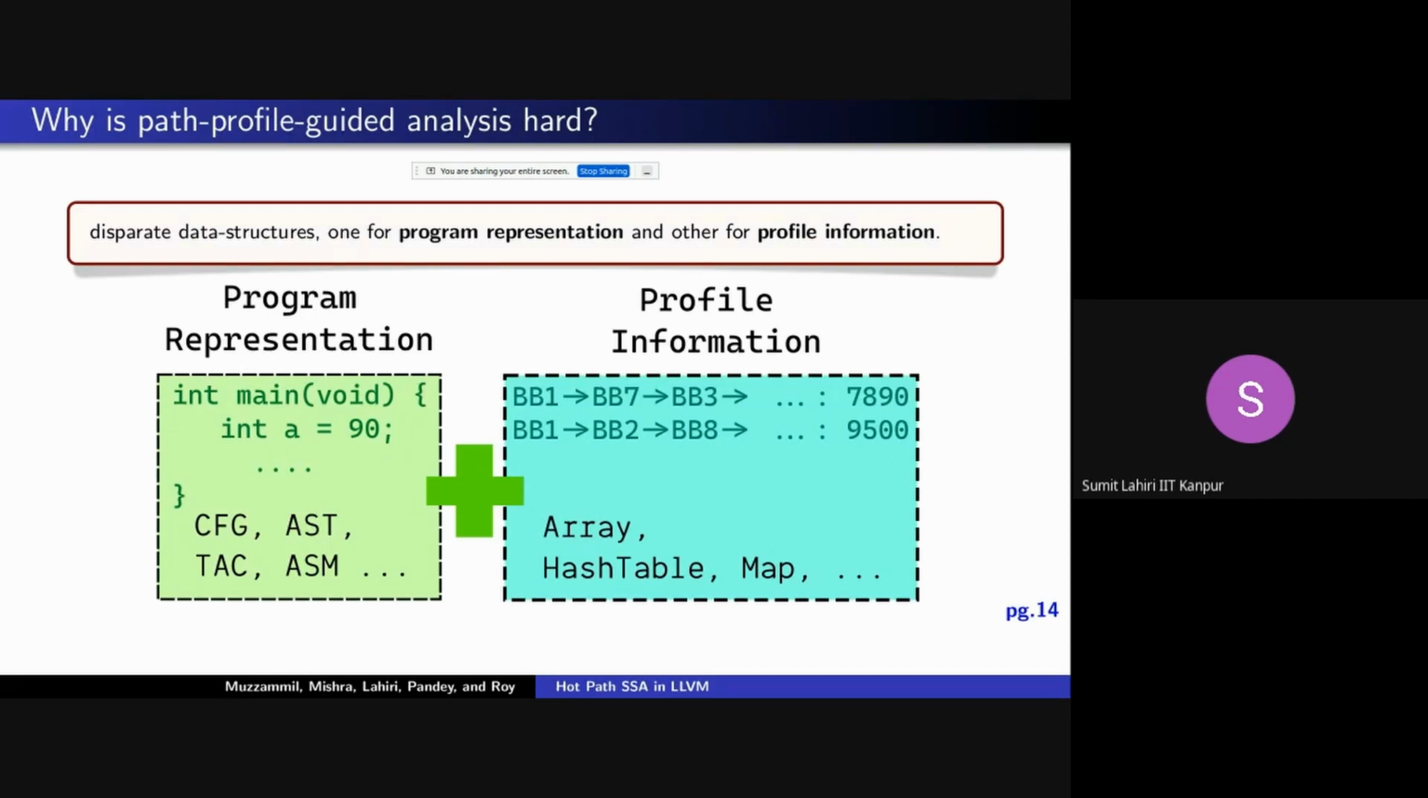Why is profile guided analysis hard in general? Because there are two kinds of information that we are working with. The first is the program information, or the program representation. Usually that is through the control flow graph, or you have the AST, or you have three address code information. You have some representation of the program. Along with that, you have the profiling information, which tells you what sequence of basic blocks forms a hot path, what the frequency count is, and so on. We generally use a hash table or a map to compile this information. So these are two disparate data structures.